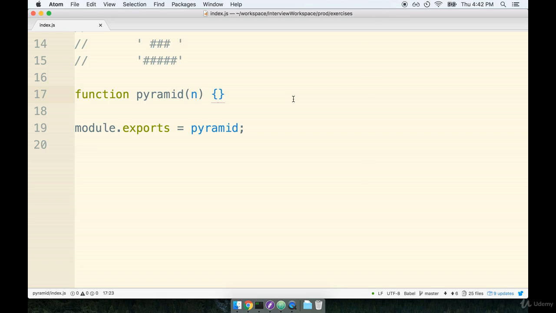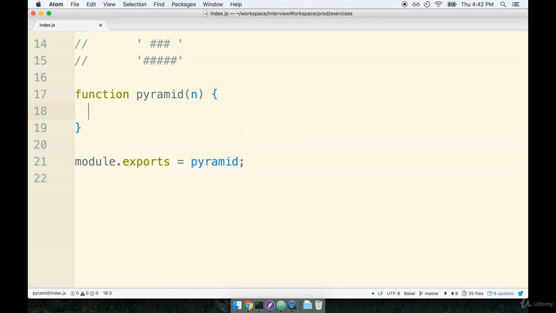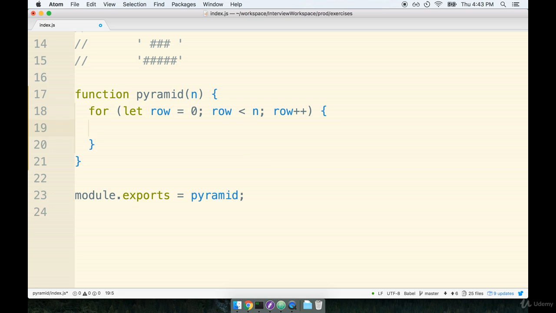In this section, we're going to start to look through the iterative solution to the pyramid problem. So let's get started. Now, the first half of this solution is going to look very similar to the steps solution. So we want to make a for loop that's going to iterate over each row of our output. Very similar to what we did before, we'll write a for loop and iterate from row equal to 0, row less than n, row plus plus. So that will take us from row 0 all the way up to n minus 1.